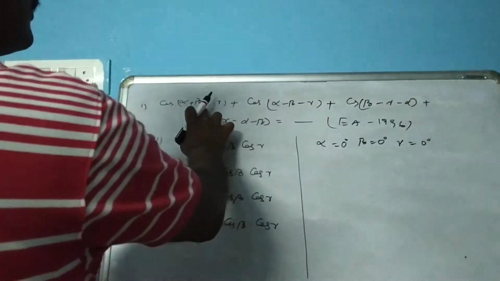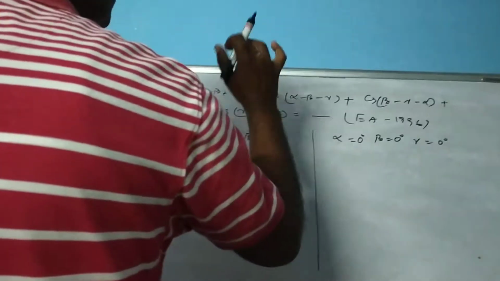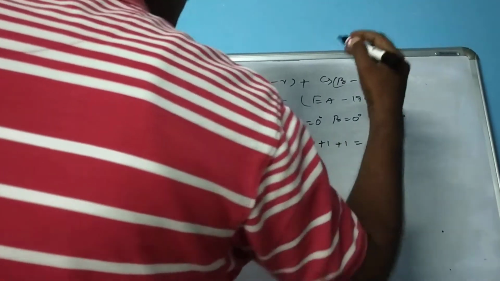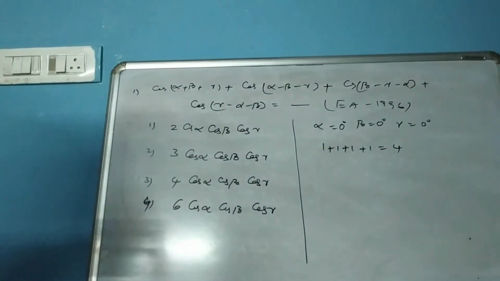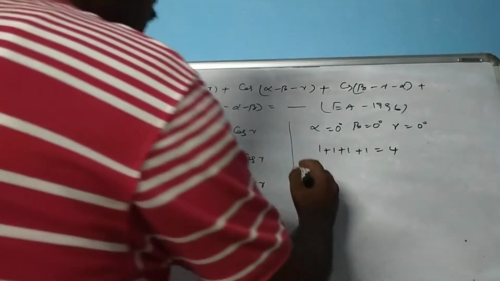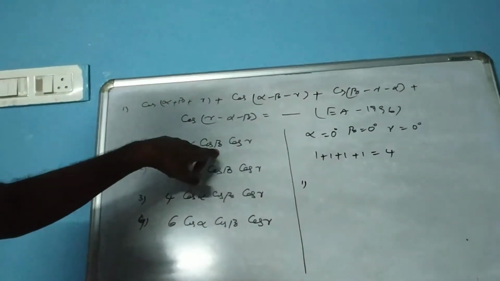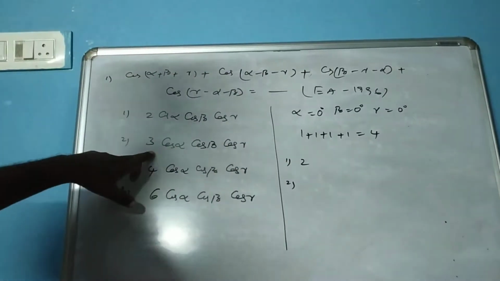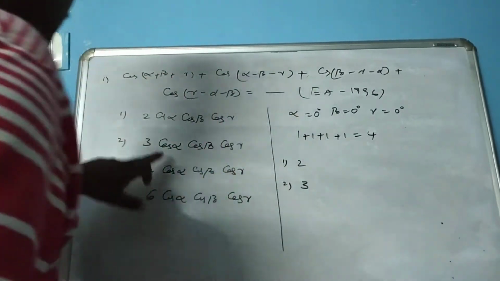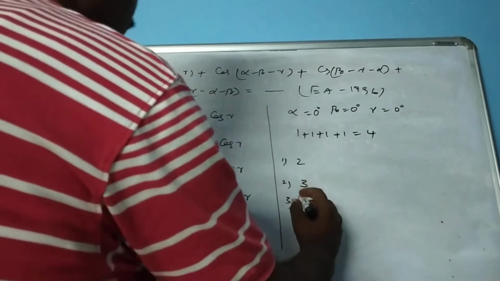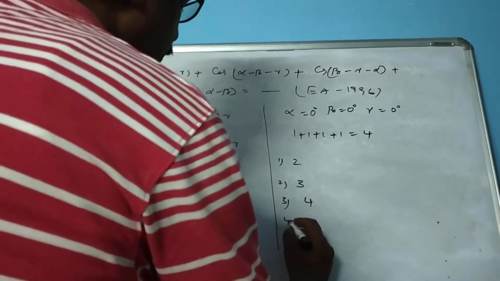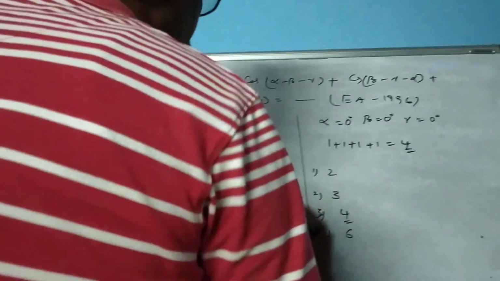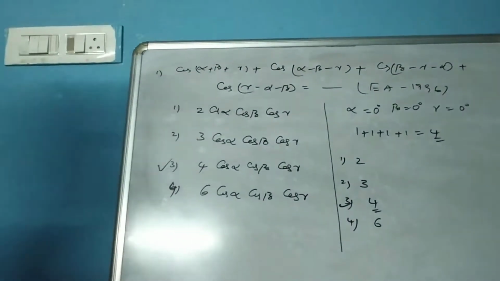This becomes cos 0. That means 1 plus 1 plus 1 plus 1 is equal to 4. On substituting into the first option, cos 0 is 1, so this is 2. Substituting into the second, this is equal to 3. Substituting into the third one, this is equal to 4. Substituting into the fourth one, this is equal to 6. This is 4. That's why the third answer is the right answer.